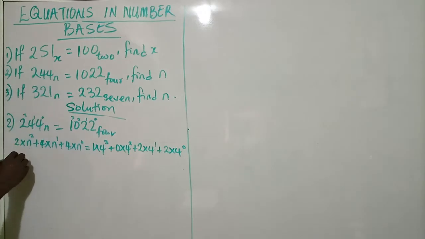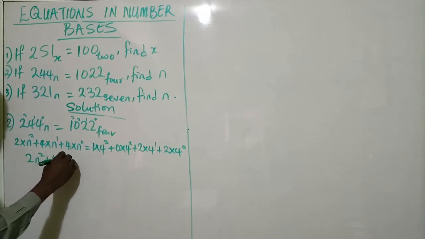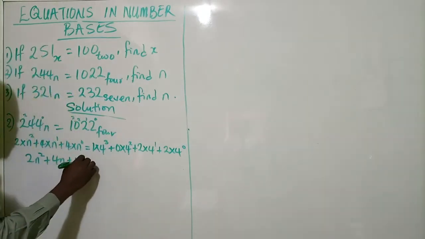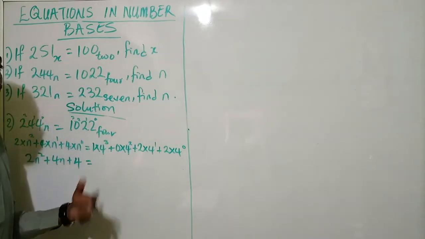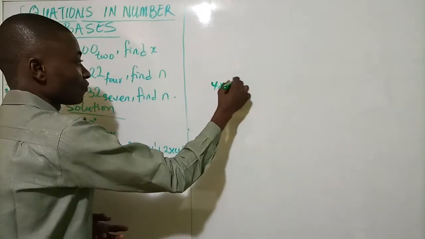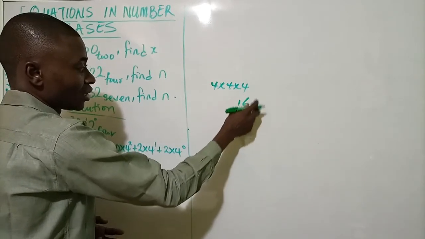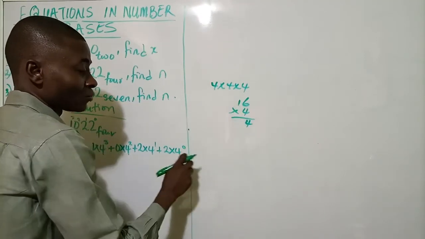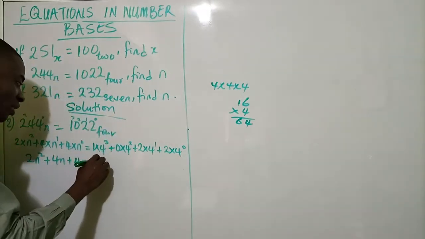So 2 times n squared is 2n squared, plus 4 times n is 4n, plus anything raised to the power of 0 is 1. So 1 times 4 is 4, equals to that. Let's go here. 4 raised to the power of 3 means 4 times 4 times 4. 4 times 4 is 16. 16 times 4: 6 times 4 is 24, write down 4 and carry 2. 4 times 1 is 4 plus the 2. That is 64. So 4 raised to the power of 3 is 64.